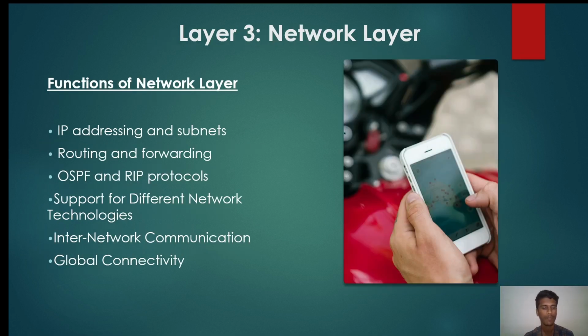Next, the network layer. The functions of the network layer are IP addressing and subnetting. The network layer is used in IP addressing systems, routing and forwarding. OSPF and RIP protocols support different network technologies. It is also used to support various types of technologies. Inter-network communication. It is also used to communicate between interconnected networks of devices. And global connectivity. It also connects global web pages and other forms.